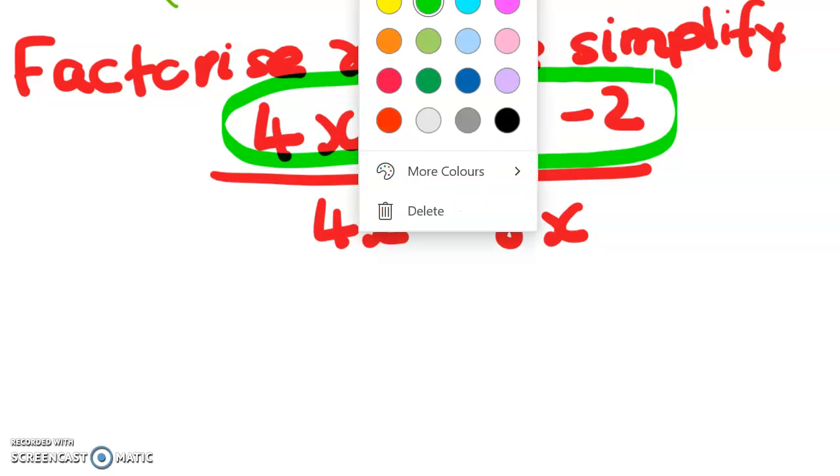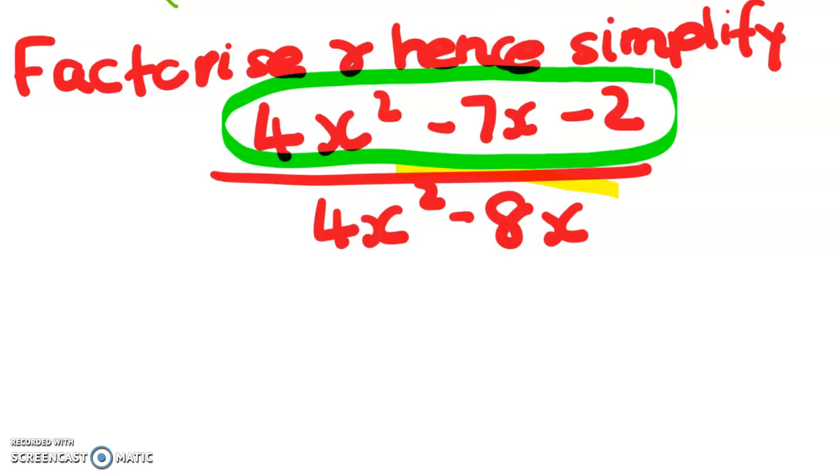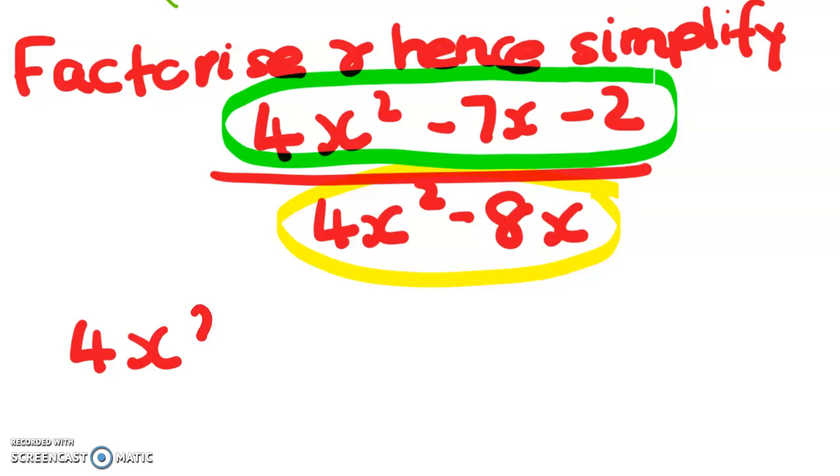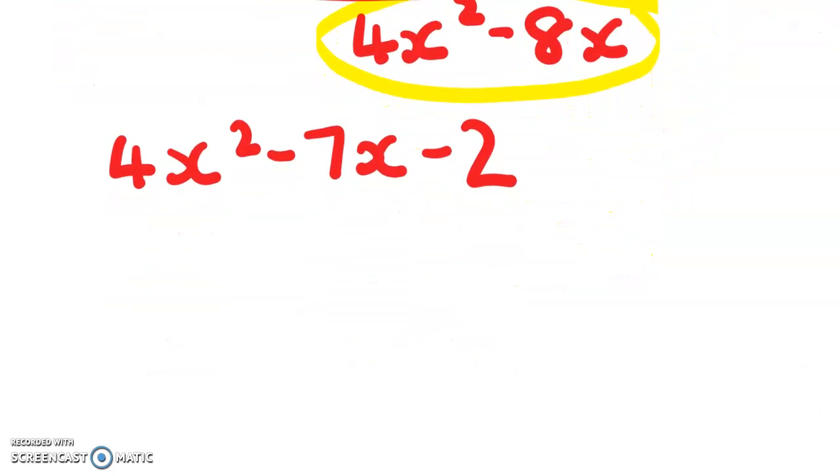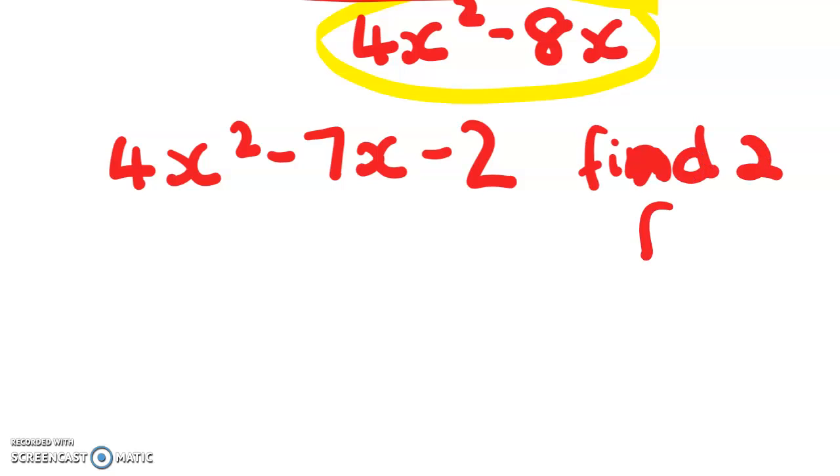I'm going to change that colour there now, just put that to a yellow. I'll then sort out that one thing at a time, okay? So off I go. I'm going to write down this first of all. I'm going to factorise 4x squared minus 7x minus 2. Now factorise, lads, means find two factors.